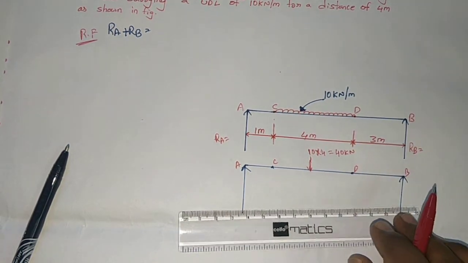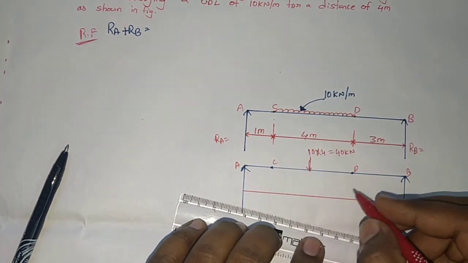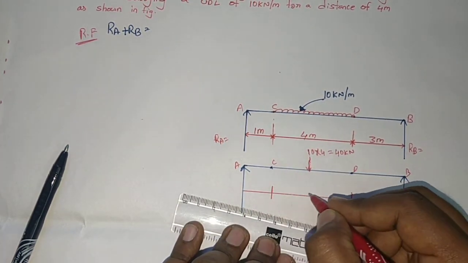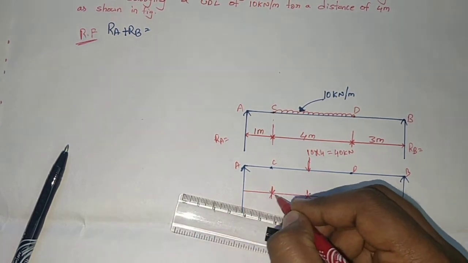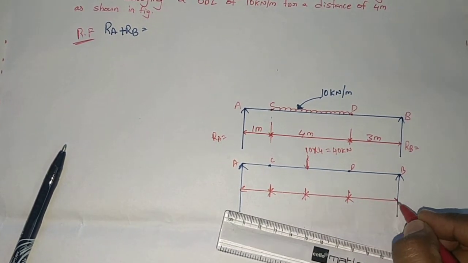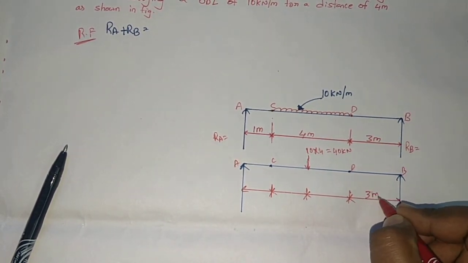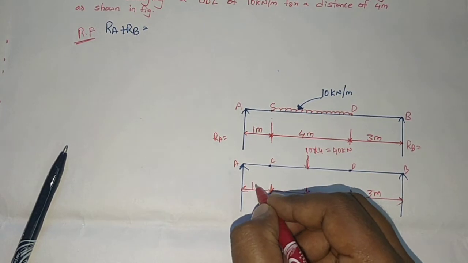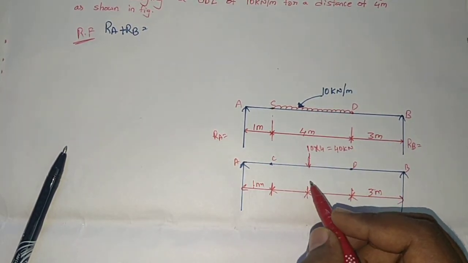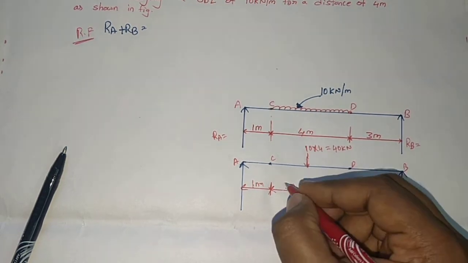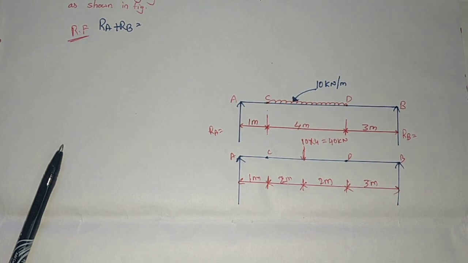So we need to give the lengths here. The distance from D to B is 3 meters and A to C is 1 meter, as given. The load is acting at the midpoint, so it is 2 meters and 2 meters.